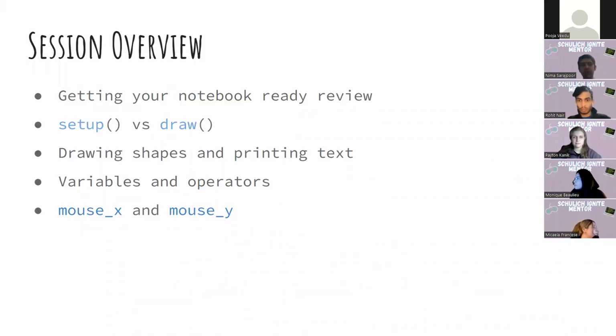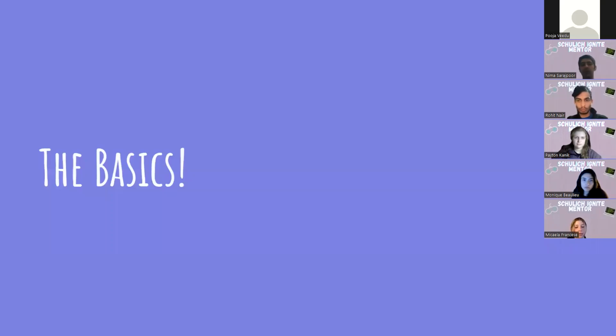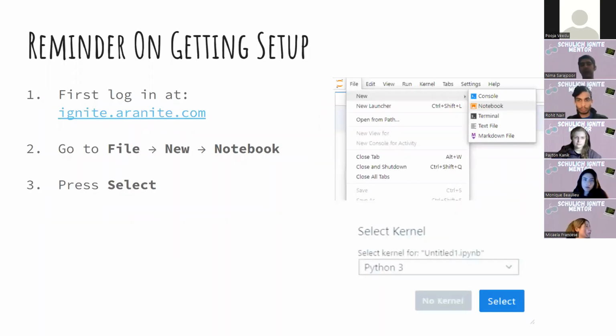So we're going to talk about setup and draw. If you don't know about them, that's okay. Don't worry about it. Then we are trying to draw some shapes, and then we will discuss variables and operators, and we talk about the mouse X and mouse Y. So first of all, we are going to talk about basics.